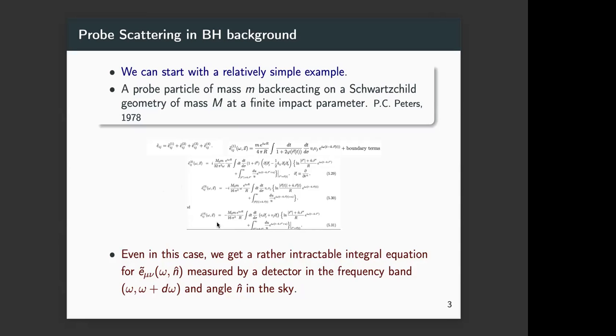As you can see, I hope it's visible, it's a complicated sum of 4 terms, where he has gone to the frequency domain and then to spatial distance x. These are integrals which we cannot compute analytically. They depend on details of the trajectory of this particle. So it's a very complicated, intractable integral equation for E mu nu, which is measured by a detector in a band omega to omega plus d omega and angle n hat in the sky. And of course, the whole objective is to compute these radiative modes.